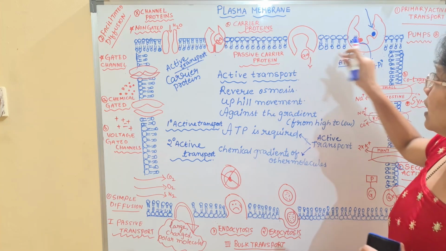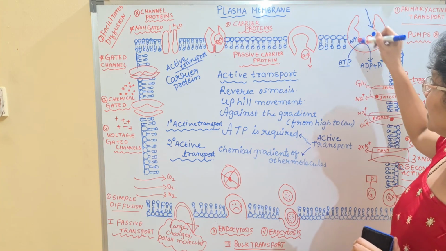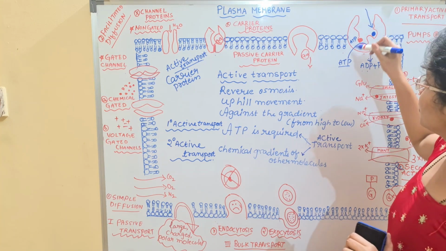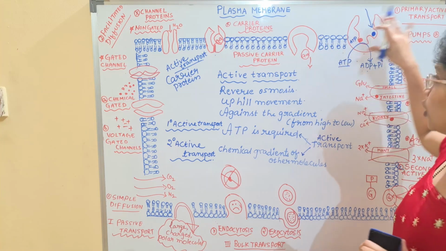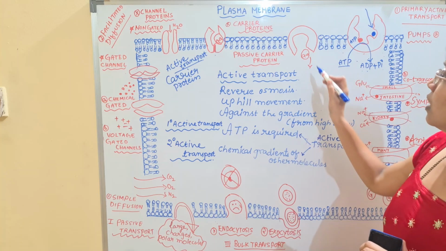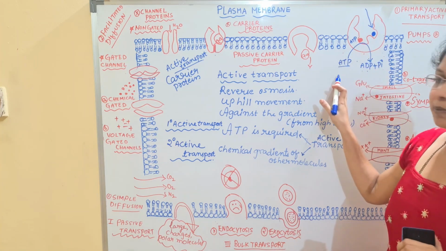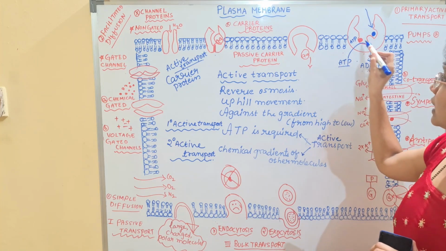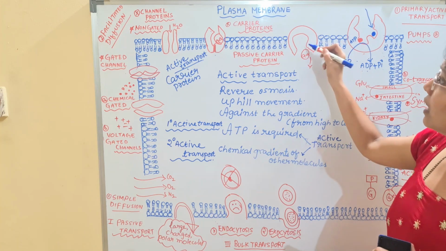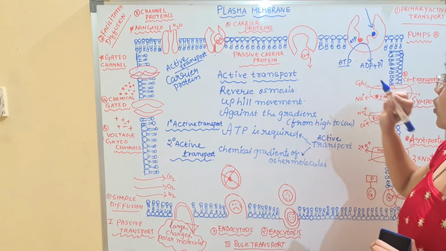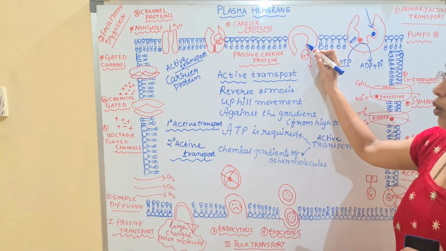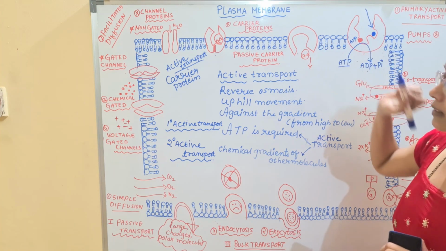In the same way, even this carrier protein is upright. After the hydrolysis of ATP, it will be inverted in this way. I have not given the inverted structure here in order to adjust the space, so simply understand the inverted structure will look like this. But here we have two sites of attachment: one is for ATP and the other is for the substrate molecule. So once it is inverted like this, what will happen?